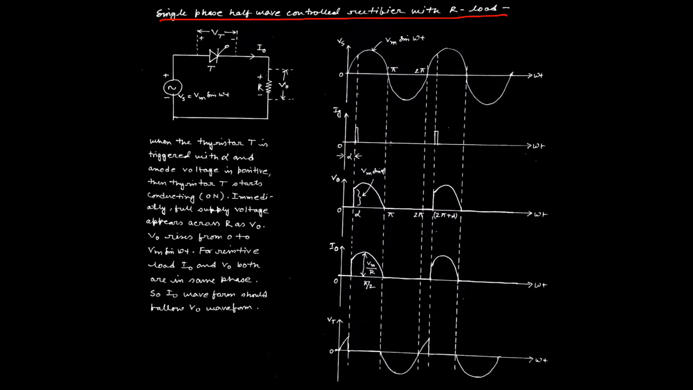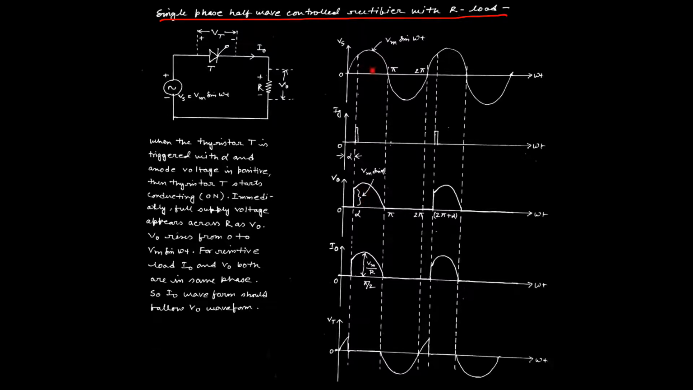That is why, in the case of the load voltage, from alpha onward, where we give the gate pulse, the output voltage should follow the input voltage. That means the same waveform should be taken from the input voltage. That is why this is called the output voltage waveform.